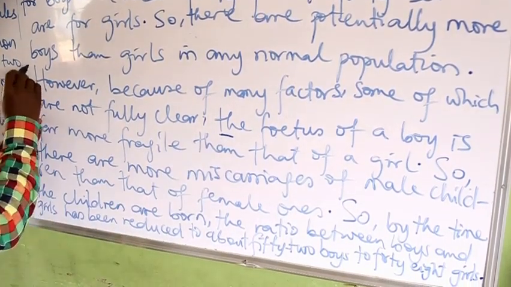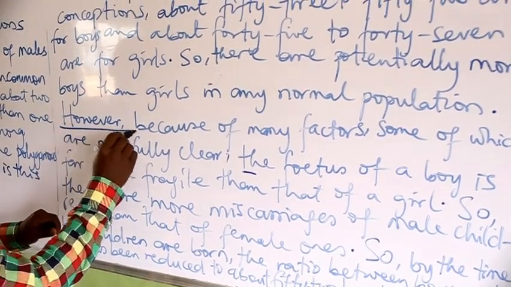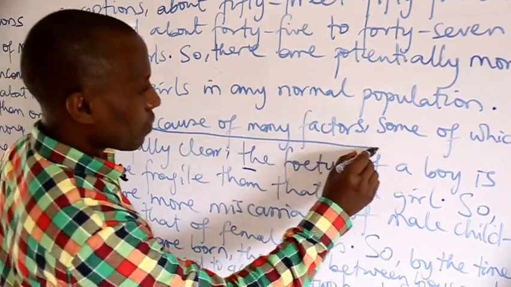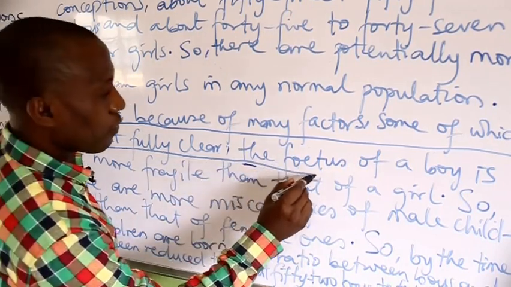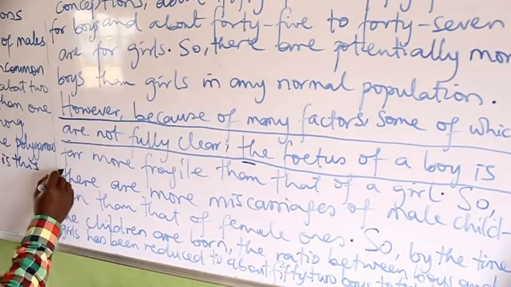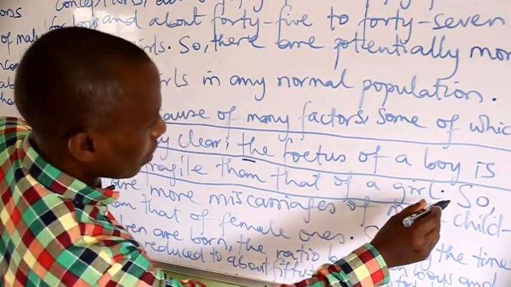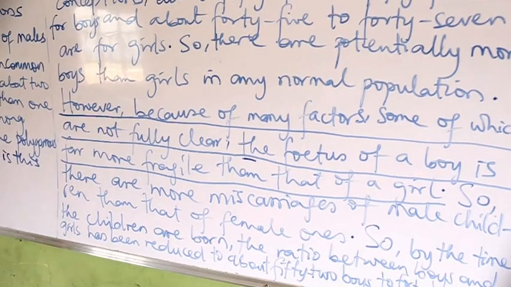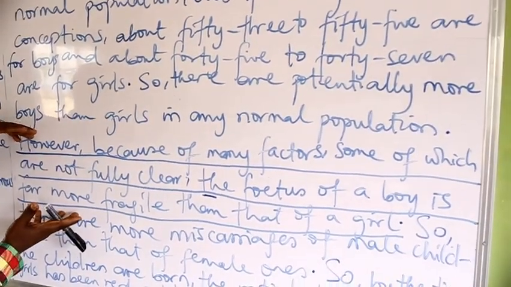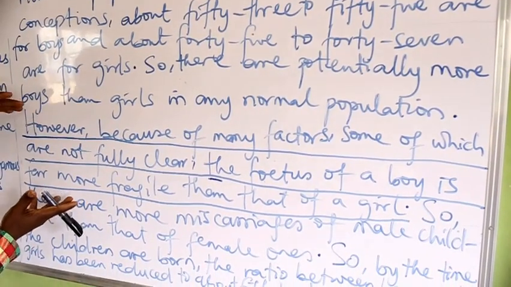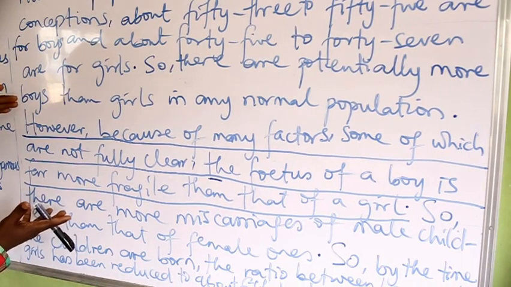But then the sentence begins from here. So you underline your topic sentence, the whole of the sentence. This is our topic sentence: however, because of many factors, some of which are not fully clear, the fetus of a boy is far more fragile than that of a girl. So this is our topic sentence. This is not our final answer. If you pick this as a final answer and you write this as a final answer, you will be wrong.